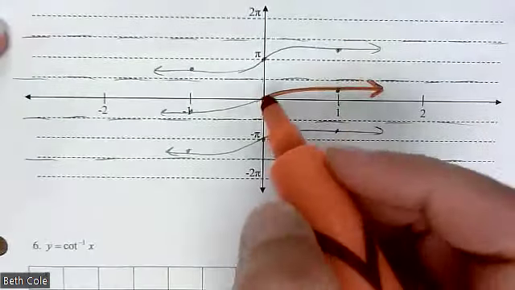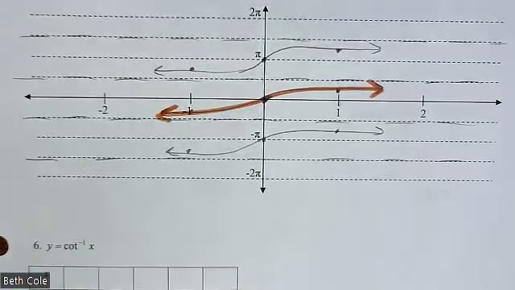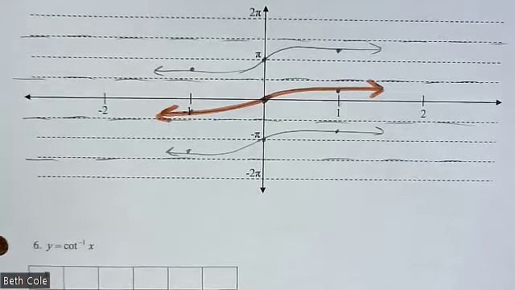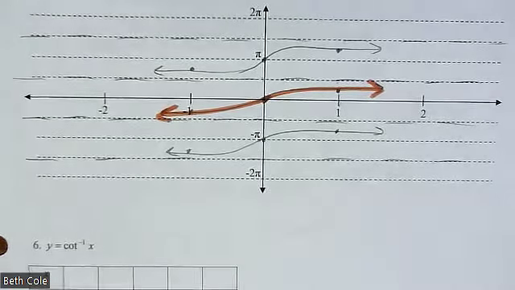It's 4 because it's odd. The other odd ones were quadrants 1 and 4. The even ones are 1 and 2. So that's why it's 4.